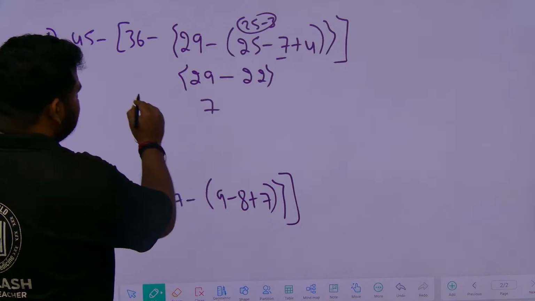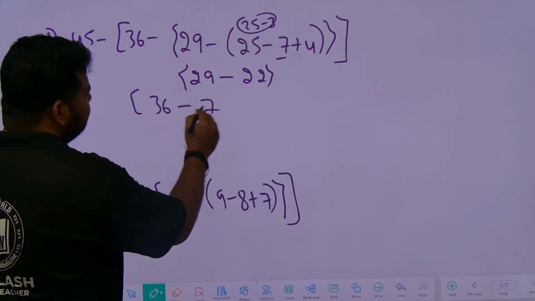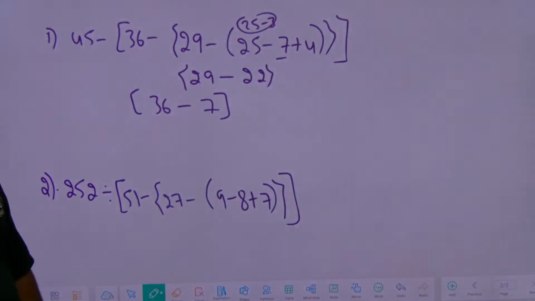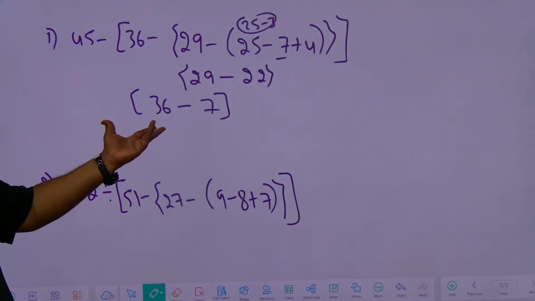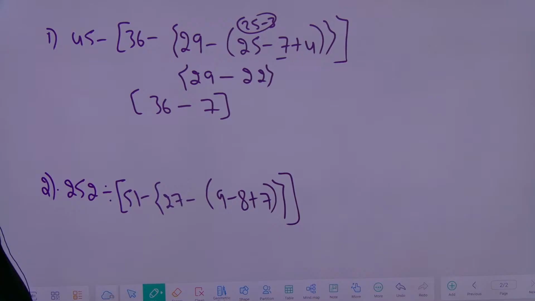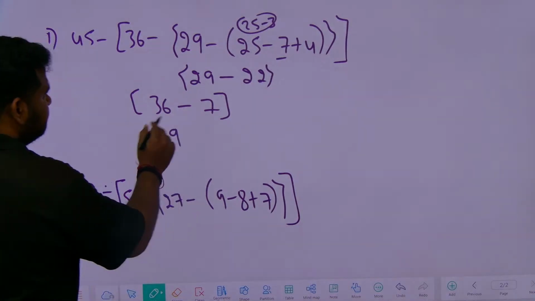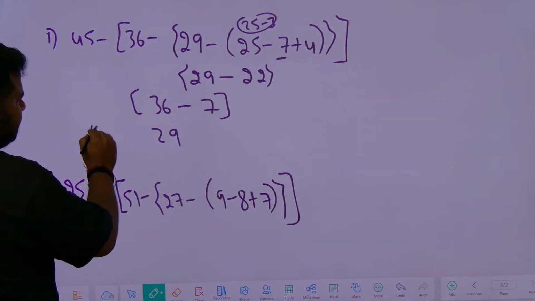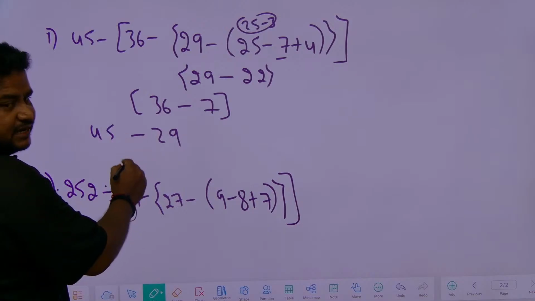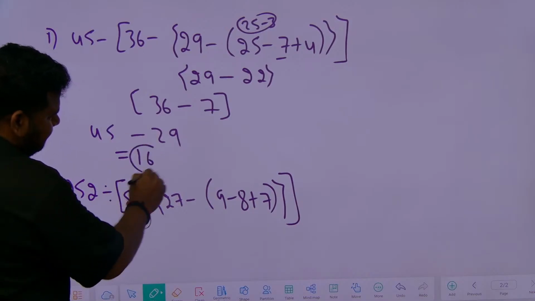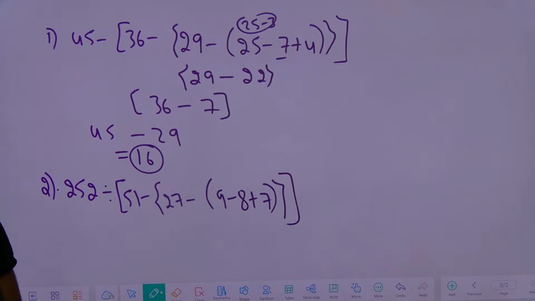So we are having 36 minus 7 within the square bracket. 36 minus 7 is what? 29. Okay, so the square bracket is removed. Outside, what am I having? 45 minus 29. What is the answer I'll get? 16. Very simple. That's all you have to do.